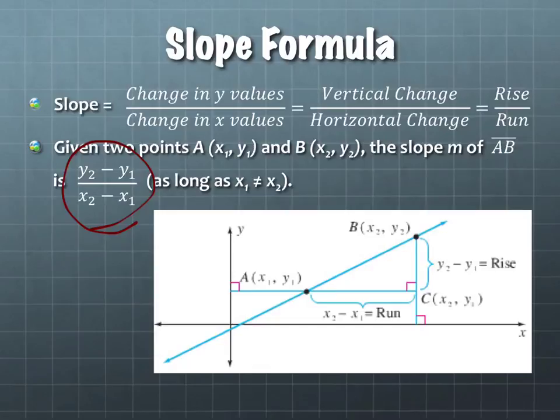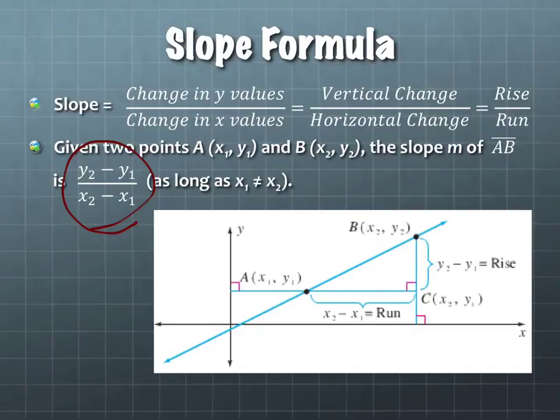And the picture is fantastic on this too. You can see the rise, you can see the run, you can see where the y2 minus y1 comes from for the rise, the x2 minus x1 for the run, and you've got your A and your B coordinates there. And we see right triangles, don't we? Just like with Pythagoras. Okay, so we mentioned parallel lines. We're going to talk next about perpendicular lines.